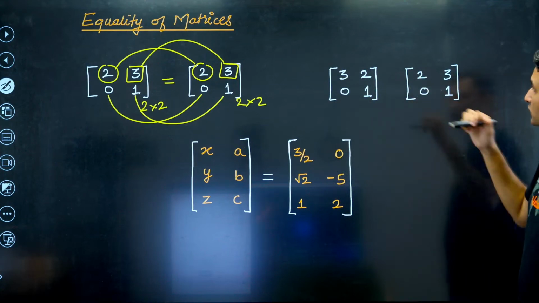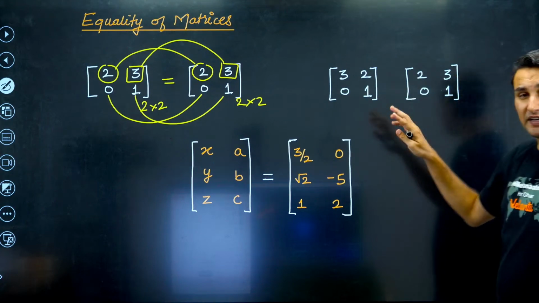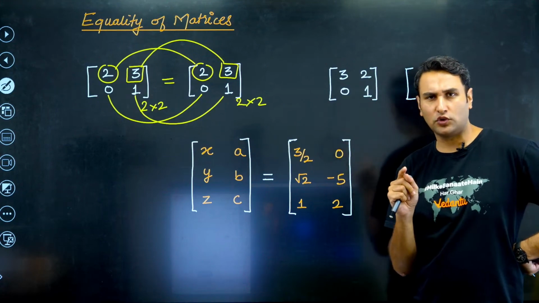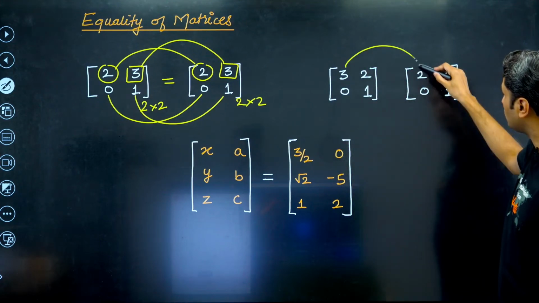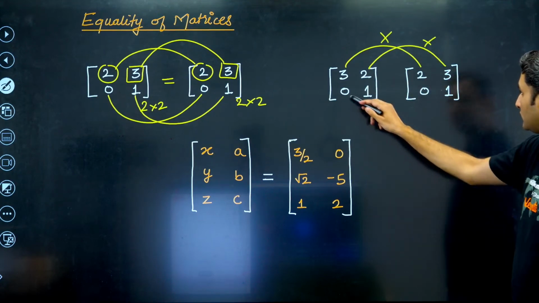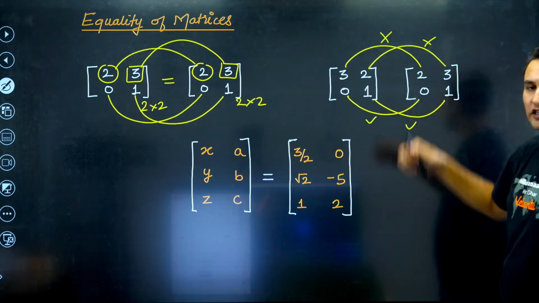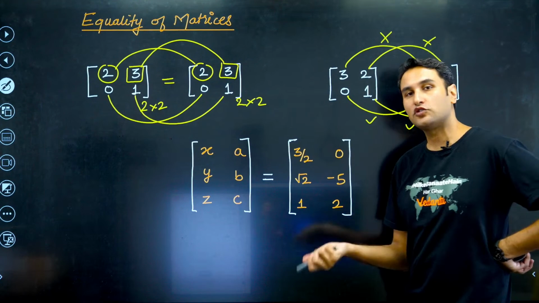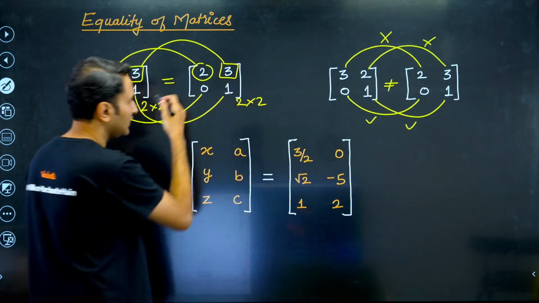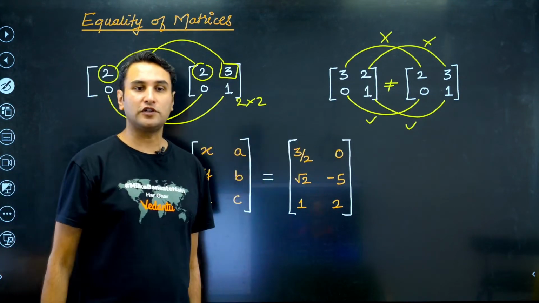Similarly, are these two equal? What do you think? Elements are the same, but are they at the exact same position? No. For example, 3, 2. 2, 3. No. 0, 0. Yes. 1, 1. Yes. But even if one element is not equal, then it's not an equal matrix, right? So we say this is not equal. This is equal. Clear? So order should be same and the corresponding elements should also be same.